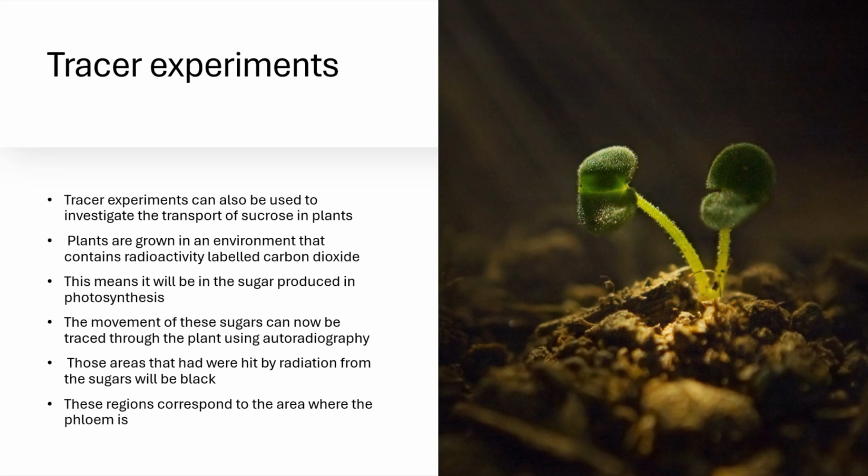The movement of these sugars can now be traced through the plant using autoradiography. You use autoradiography to look at where that sugar is, and you can trace it through the plant. The areas that were hit by radiation from the sugars will be black. So the areas on the radiograph will be black where the radiation is, and those areas are the phloem. That proves that the sugar is inside the phloem, and that the phloem transports sugar.